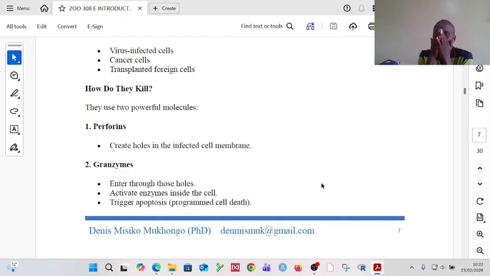They do kill by two main powerful molecules. The first one is the perforins. The perforins are the ones who have the ability to create holes in the infected cell membrane.